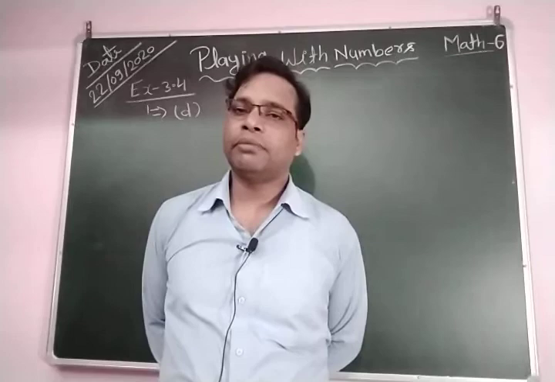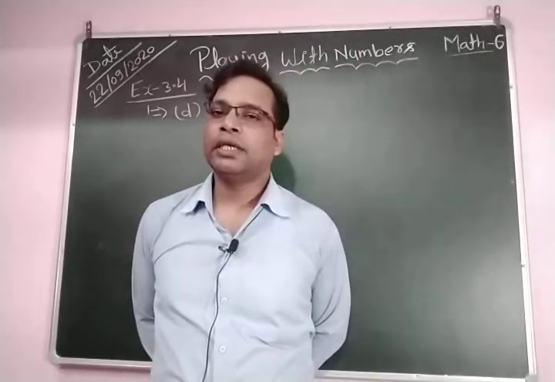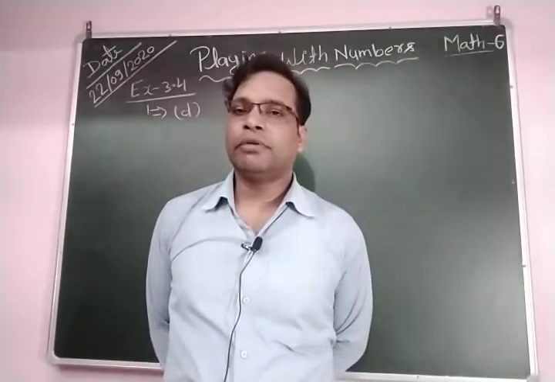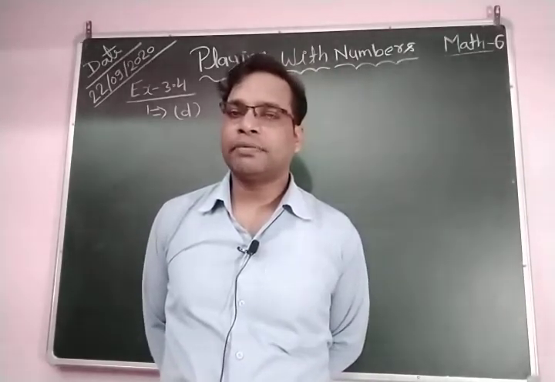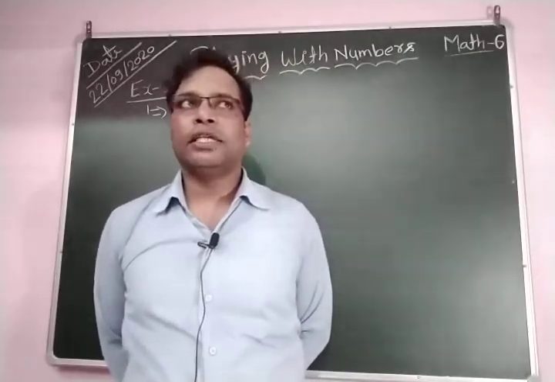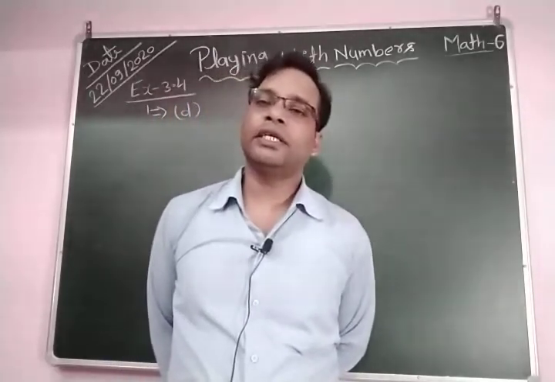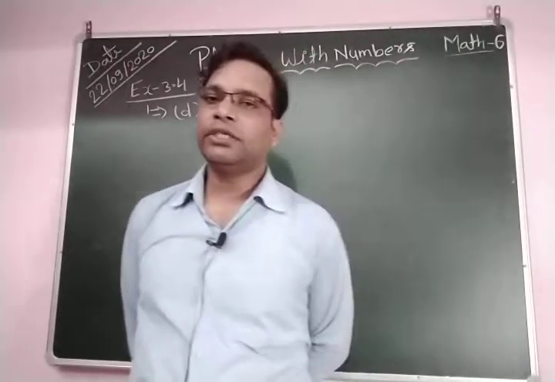The sum of digits of the number. If a number is given, and the sum of its digits is divisible by 9, then you can say this number is divisible by 9. Okay, and what is the divisibility test of 10? If a number is divisible by 10, its unit digit is 0, or you can say its last digit is 0.